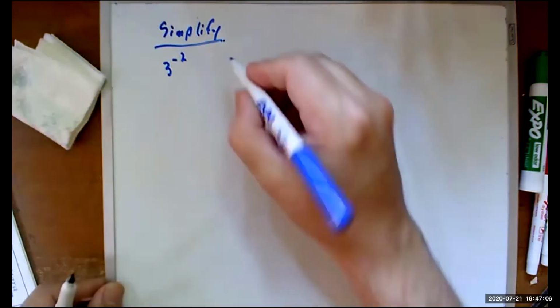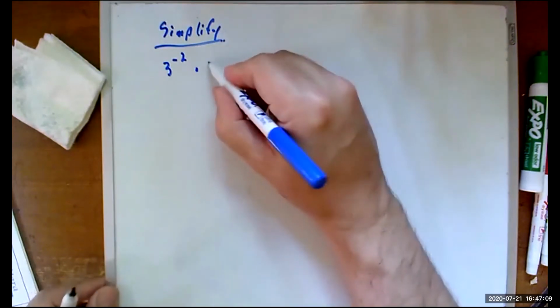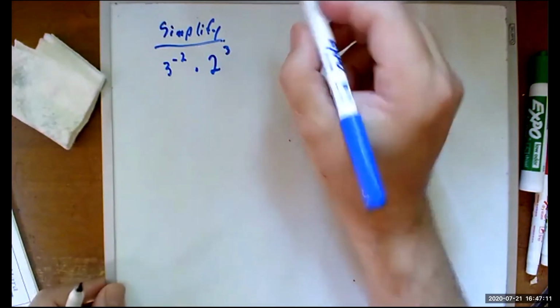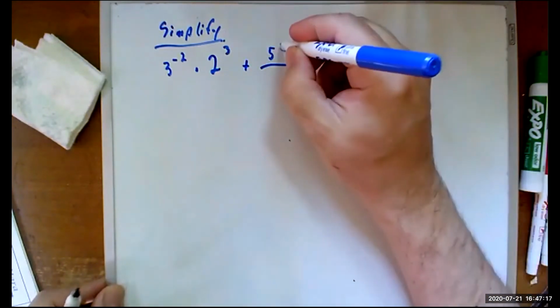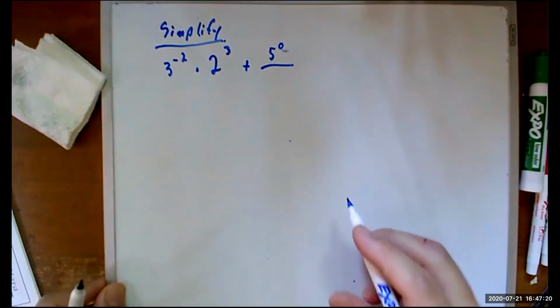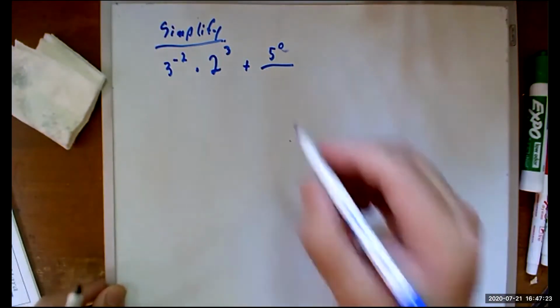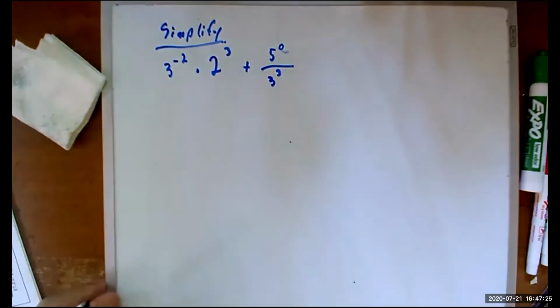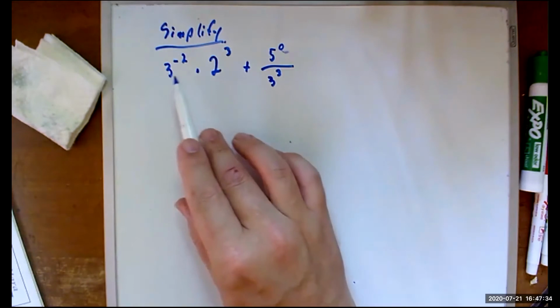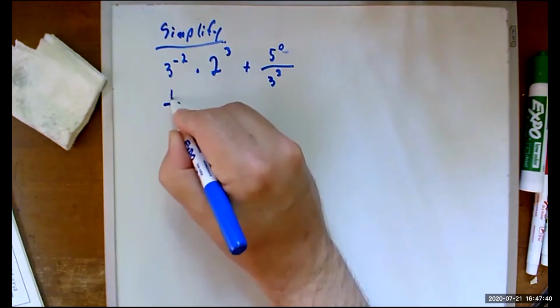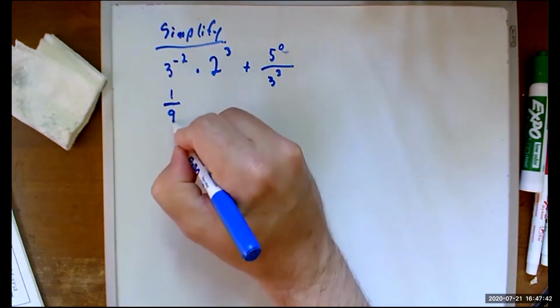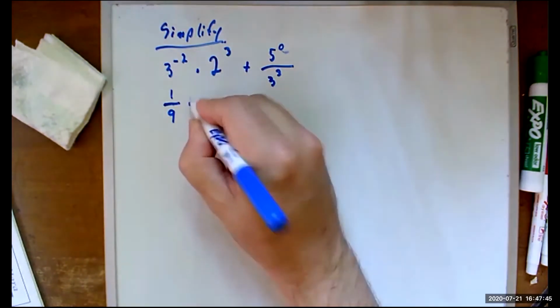So we are being asked to simplify 3 to the power of -2 times 2 to the power of 3 plus 5 to the power of 0, over 3 to the power of 3. Order of operations tells us the first thing that we do ahead of everything else is exponents. It goes brackets, exponents, so we're going to do all the exponent work first.